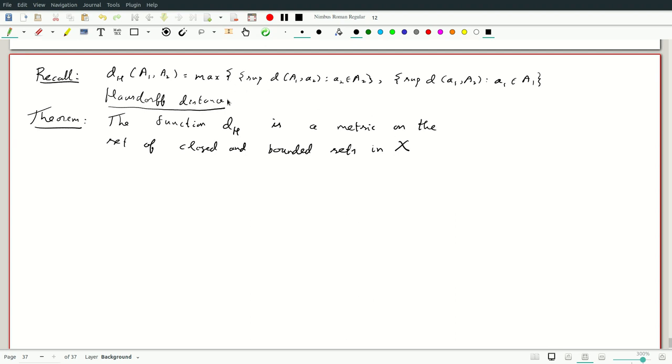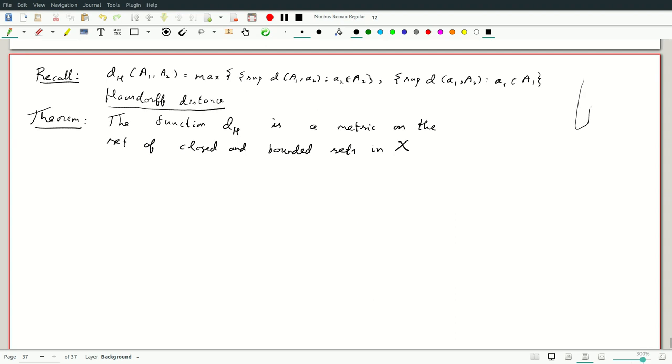We'll now prove that the Hausdorff distance is a distance. I've spelled out the definition again in a single line to recall. The Hausdorff distance between two closed and bounded sets, A1 and A2, is going to be the following. We look at the distance between A1 and little a2, where a2 is in A2, and maximize this over a2.